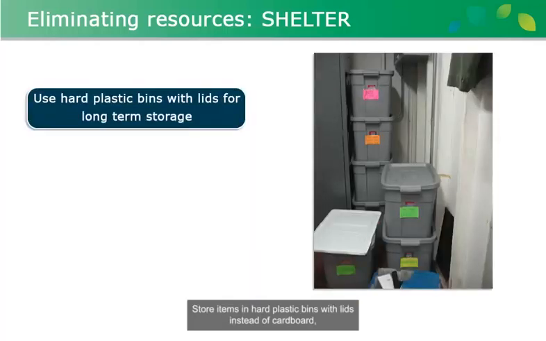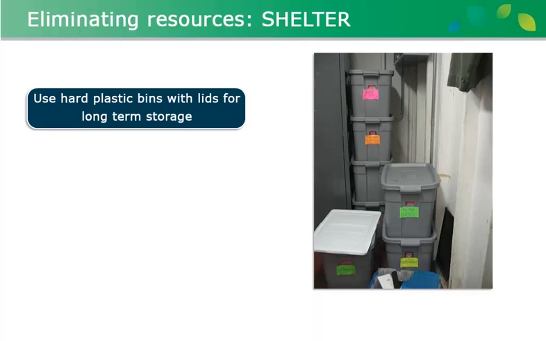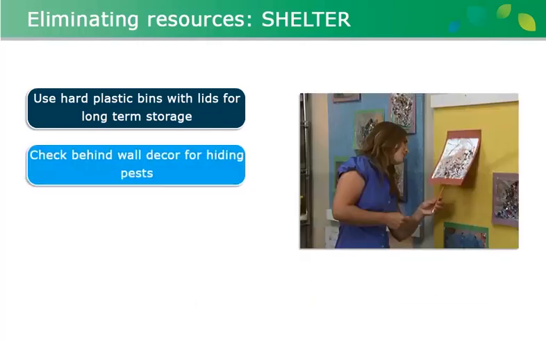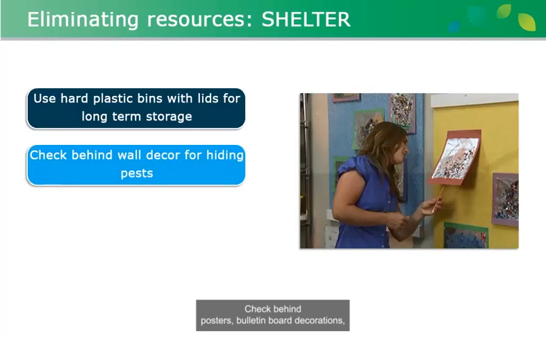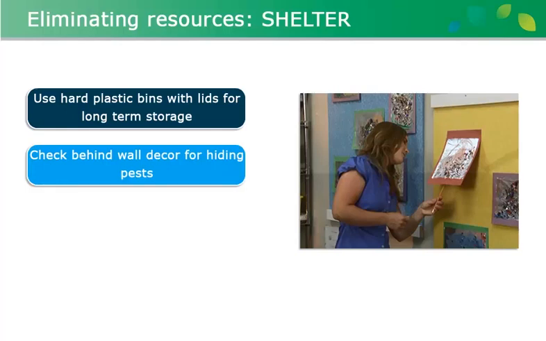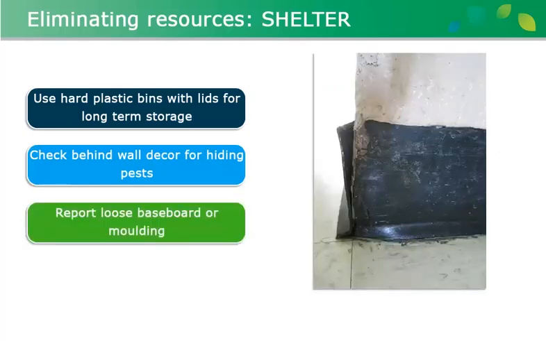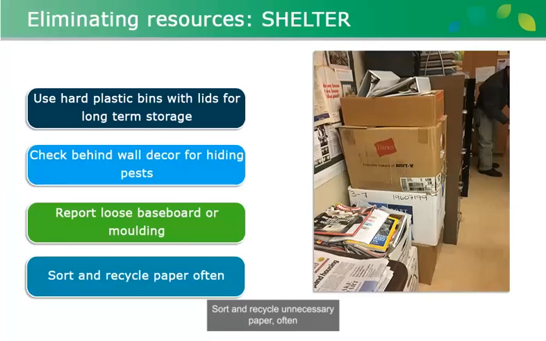Store items in hard plastic bins with lids instead of cardboard, especially if the items will be stored long term. Organize the plastic bins so you're still able to easily move them and see the area behind them. Check behind posters, bulletin board decorations, and other artwork on the walls for pests that may be hiding. Have baseboards or molding that may have pulled loose from a wall repaired. Sort and recycle unnecessary paper often, including stacks of old magazines and other materials.